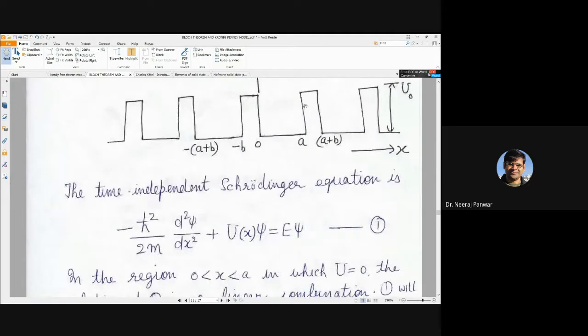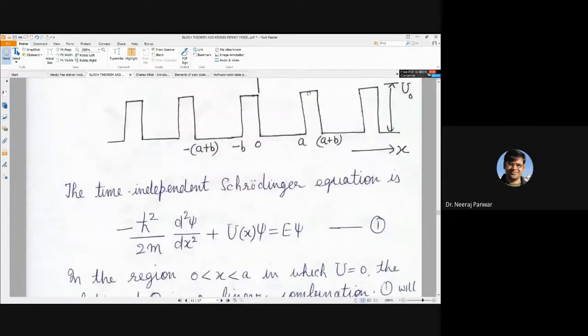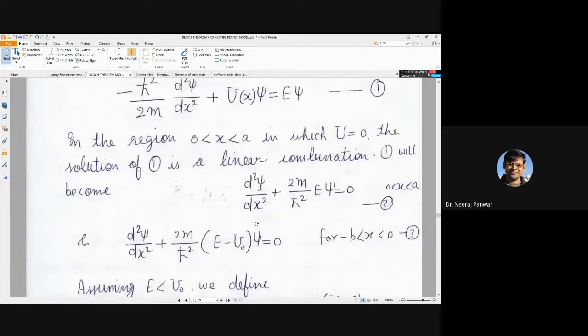And then we have a potential barrier between minus b to 0, and here the height of the potential barrier is U naught, therefore the Schrodinger equation would be d squared psi upon dx squared plus 2m upon h cross squared (E minus U naught) psi is equal to 0.